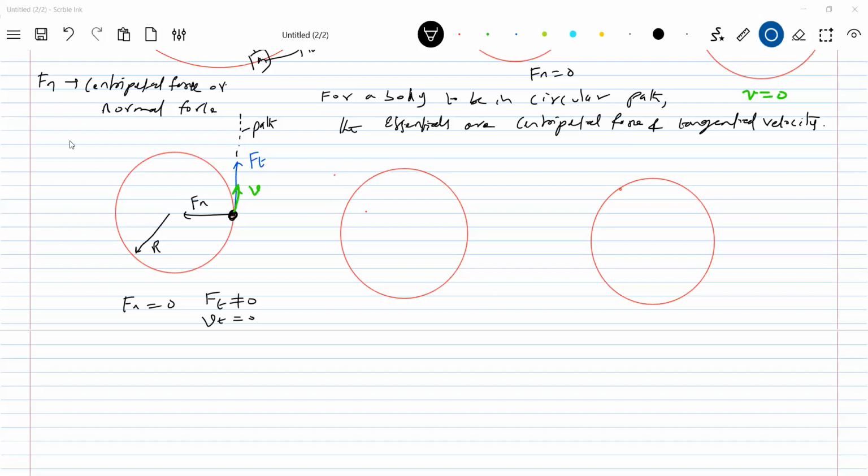Can you hear me? Yes. Yes, sir. Yes, some connectivity problem was there.